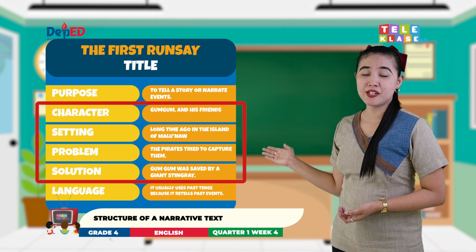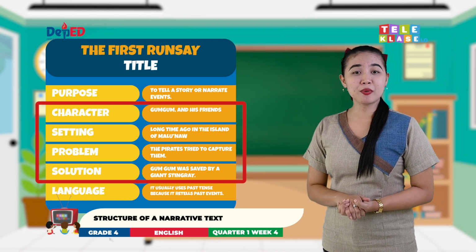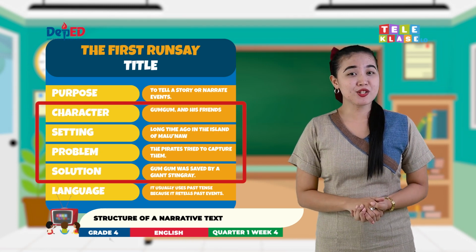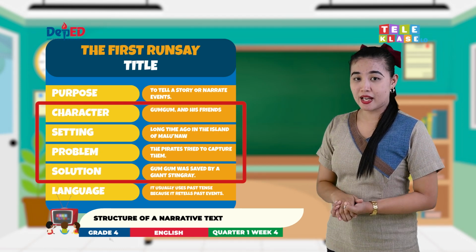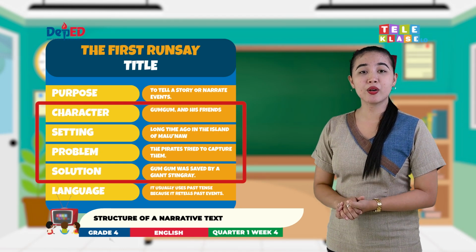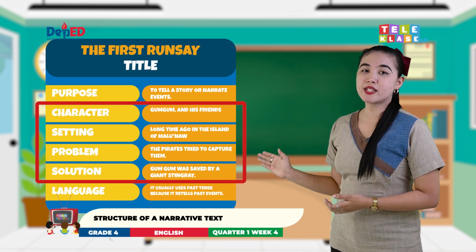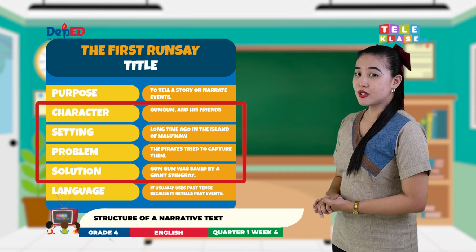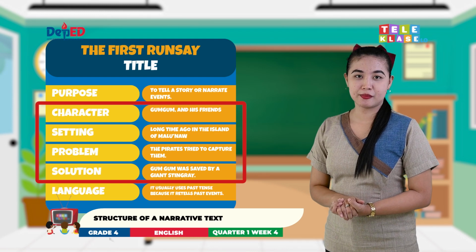Next are the character, setting, problem, and solution. These compose the structure of the story. From the story, the characters are Gumgum and his friends. The setting of the story was long time ago in the island of Malunao. The problem started when the pirates tried to capture them. For the solution, Gumgum was saved by the giant stingray.